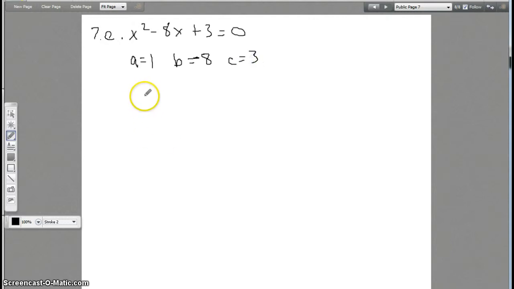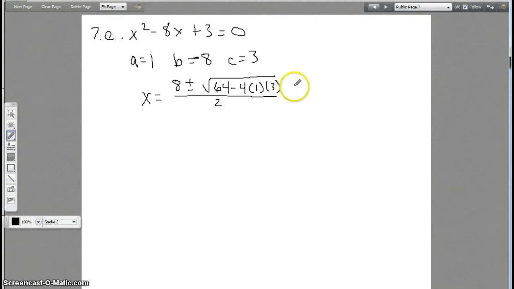We're going to plug that into the quadratic formula. X equals -b, so the negative of -8 is +8, plus or minus the square root of b squared. The square of -8 is +64, minus 4 times our a times our c, all over 2a, which is going to be 2. And so what we're going to end up with here on the top is 8 plus or minus the square root. 4 times 1 times 3 is 12. 64 minus 12 is 52. And so we get 8 plus or minus the square root of 52 all over 2.